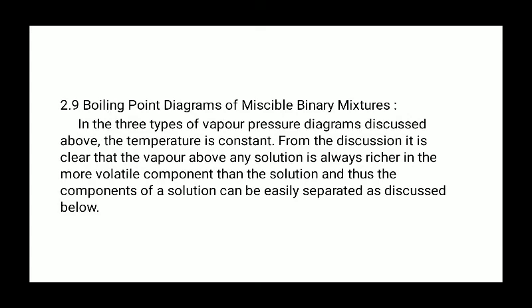Boiling point diagram of miscible binary mixture. In the three types of vapor pressure diagram discussed in the previous section, the temperature is constant. From the discussion, it is clear that vapor above any solution is always richer in the more volatile component than the solution. Thus, components of a solution can be easily separated.